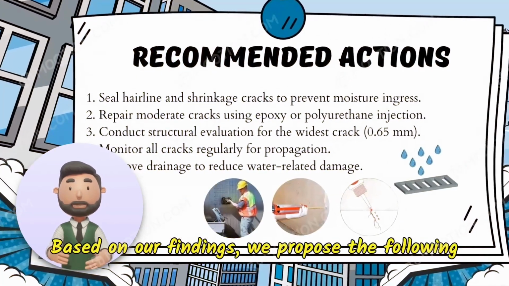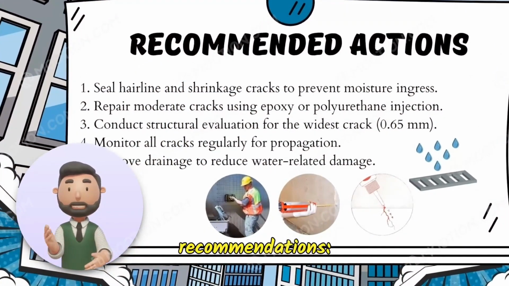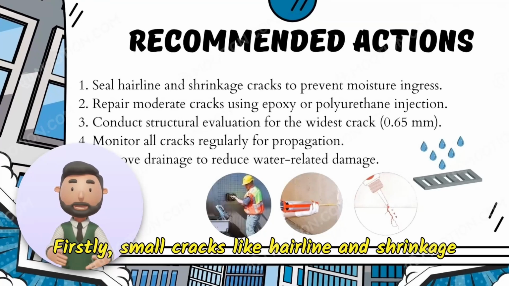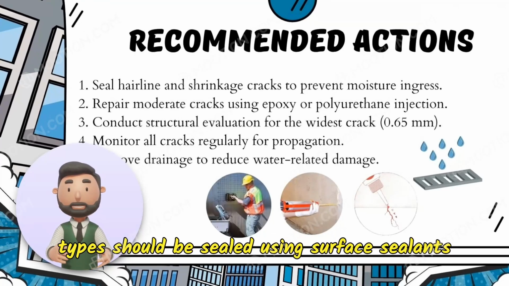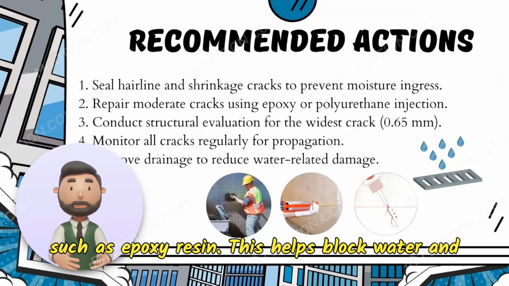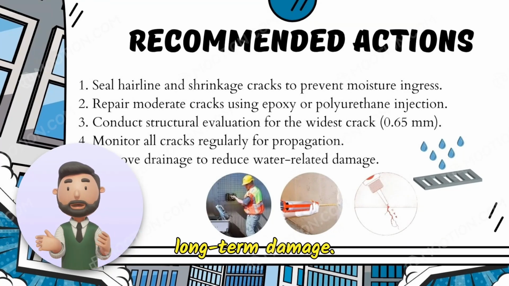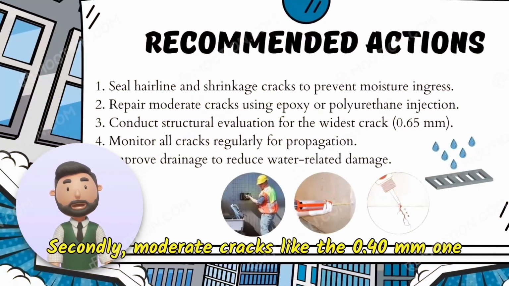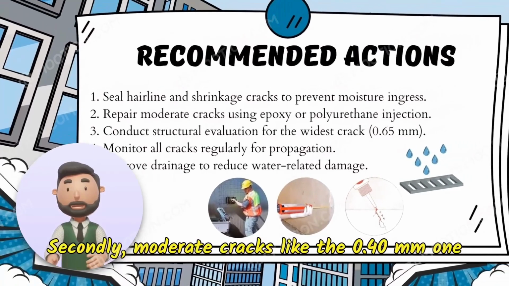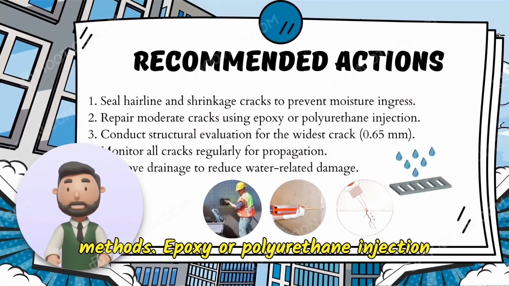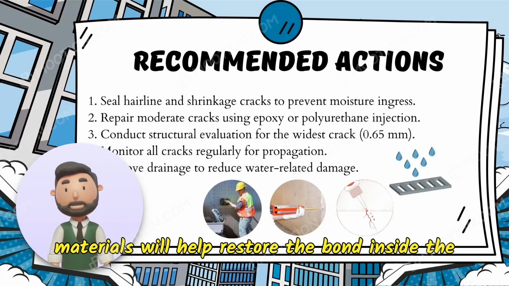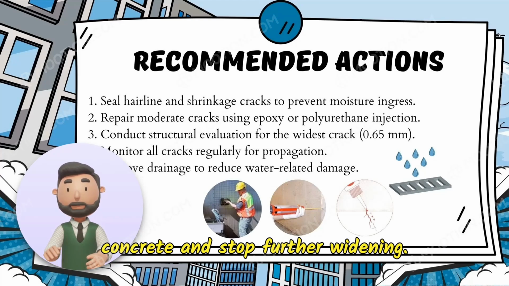Based on our findings, we propose the following recommendations. Firstly, small cracks like hairline and shrinkage types should be sealed using surface sealants, such as epoxy resin. This helps block water and chemicals from entering the slab and prevents long-term damage. Secondly, moderate cracks like the 0.40 millimeters one should be repaired with pressure injection methods. Epoxy or polyurethane injection materials will help restore the bond inside the concrete and stop further widening.